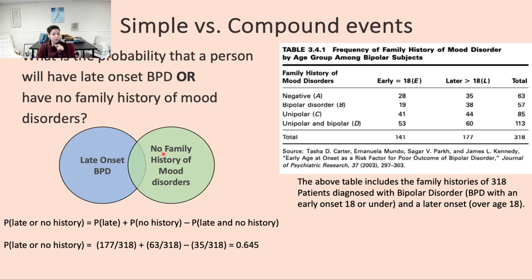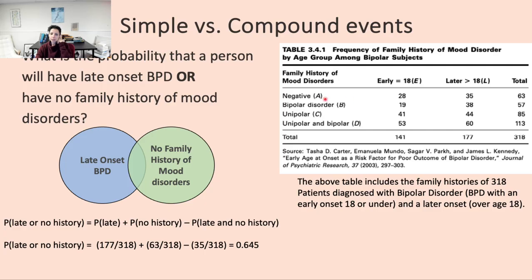But again, we have to be careful because there is overlap. There are people who have late onset BPD with no family history. So the probability of late onset or no history is equal to the probability of late onset plus probability of no history minus the probability of late and no history. So the probability of late, we had 177 late onset out of our 318. So 177 divided by 318 plus our no history.